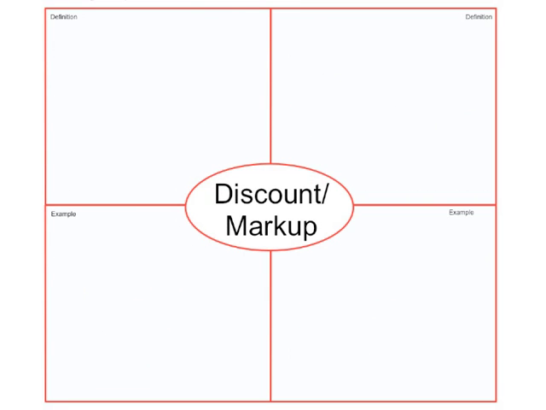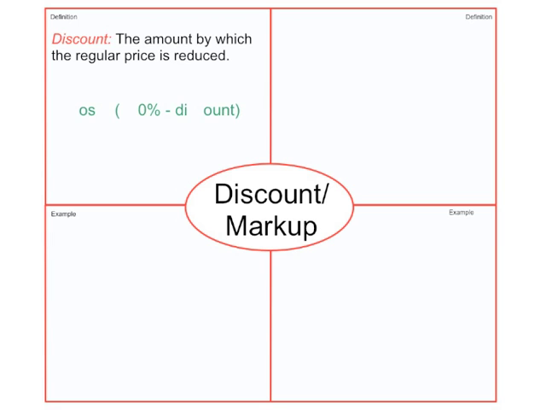Now let's talk about discount and markup. Discount's the amount by which the regular price is reduced. So if you go to a store and you see something on sale, that's a discount. The way you determine that is you take the cost, you multiply it by 100% minus the discount.